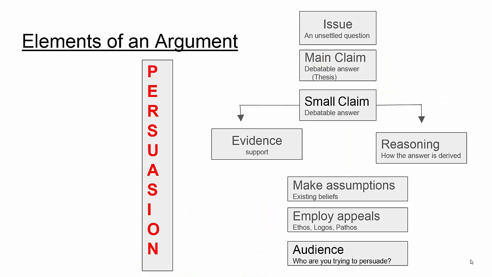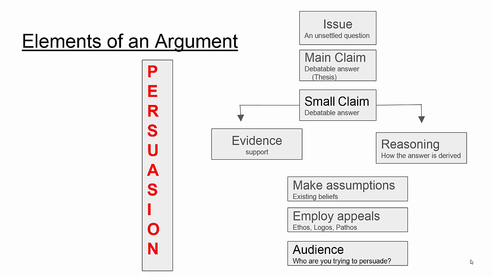Here are the elements of persuasion used in argument. First, you present the issue. That is the unsettled question. You would also present your main claim. That's your debatable answer. And in writing, we call that your thesis. Throughout your argument there will also be smaller claims, other smaller issues that have debatable answers.